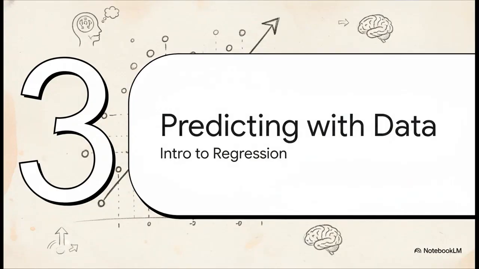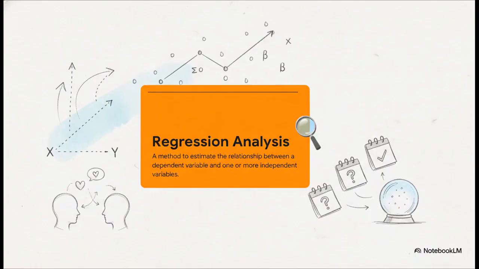So, correlation is fantastic for telling us if and how strongly two things are related. But what if we want to take the next step? What if we want to actually make predictions? For that, we need another powerful tool in our kit: regression. Regression is what takes us from just describing something to actually predicting it. It answers the question, hey, if I know the value of X, can I make an educated guess about the value of Y? It helps us model that relationship so we can forecast outcomes.